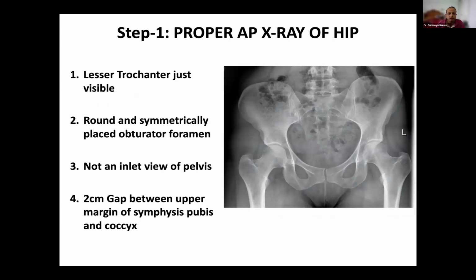Before we plan, we must get a very good AP X-ray of the pelvis with both hips. The parameters are: the LT should be just visible, the obturator foramen should be round, and it should not be an inlet or outlet view. The coccyx should be 2 centimeters from the upper edge of the symphysis pubis.